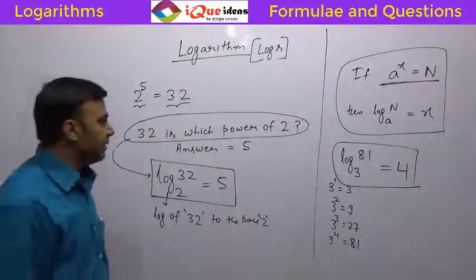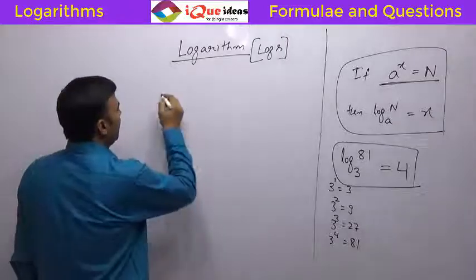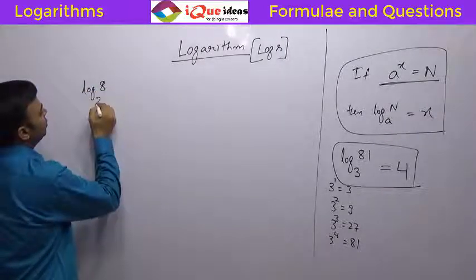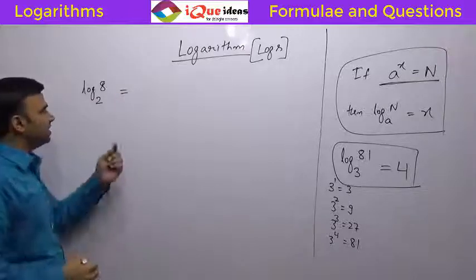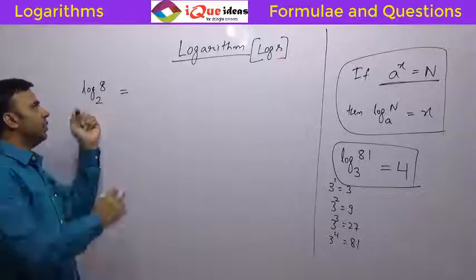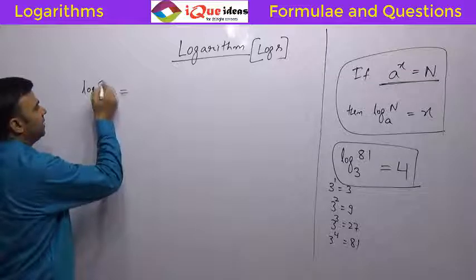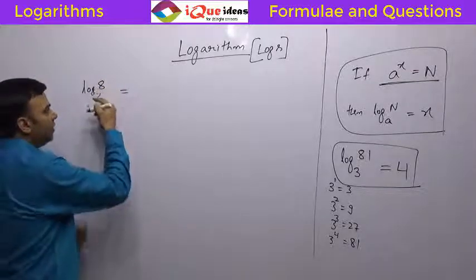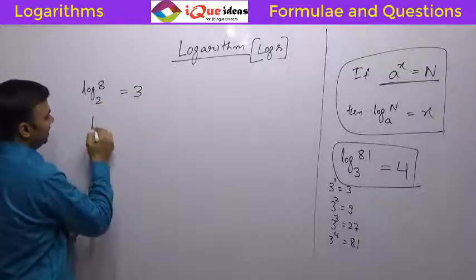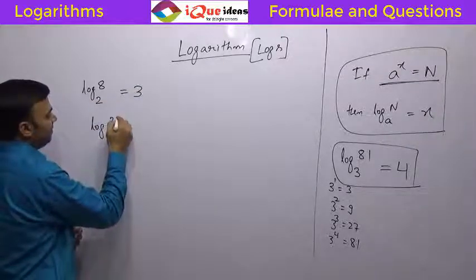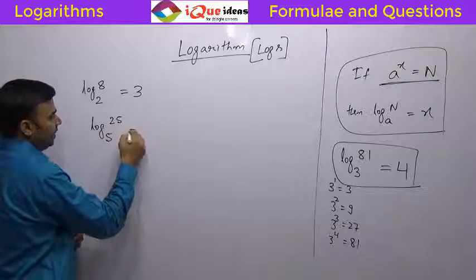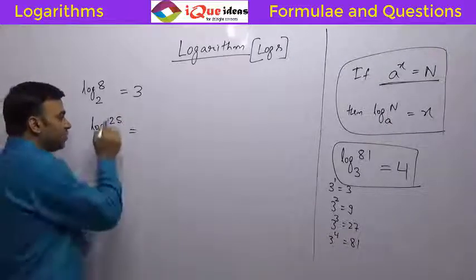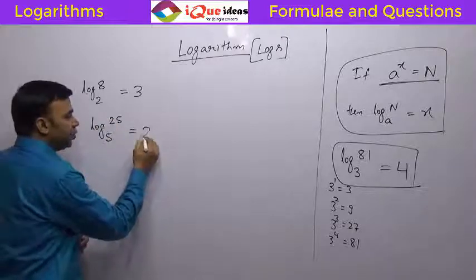Okay, we'll take some more examples to understand this. Now let's suppose we have log of 8 to the base 2. What you have to think is, what power of 2 is equal to 8? So 8 is 2 to the power 3. So log of 8 to the base 2 is 3. Let's say log of 25 to the base 5. 25 is what power of 5? 25 is 5 square. So log of 25 to the base 5 is 2.